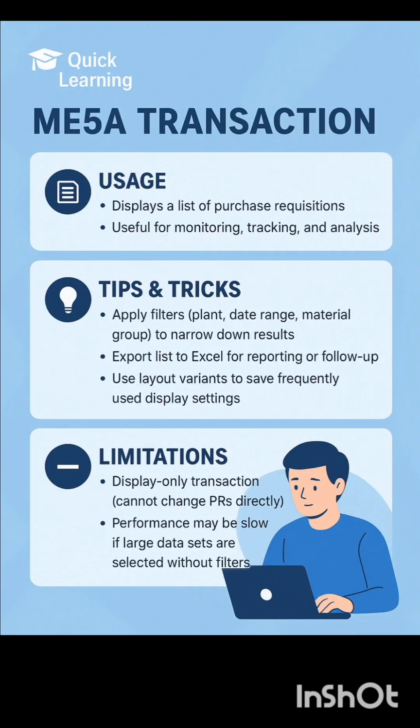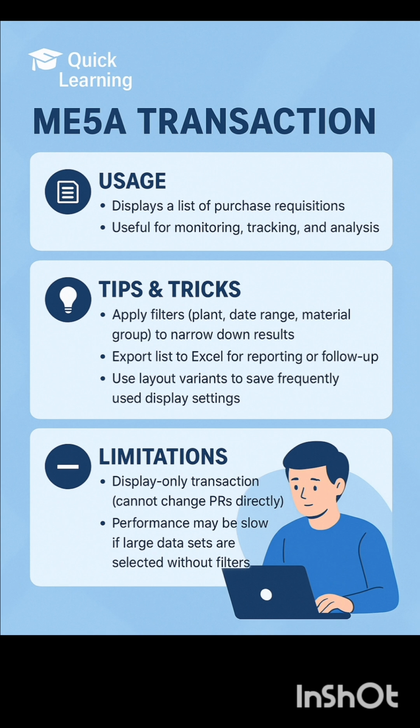ME5A transaction is used to display a list of purchase requisitions. It is useful for monitoring, tracking and analysis. In tips and tricks, apply filters like plant, date range, and material group to narrow down results. Export the list to Excel. Use layout variants to save frequently used display settings. In limitations, it can display only transactions. You cannot change PRs directly. Performance may be slow if large data sets are selected without filters.